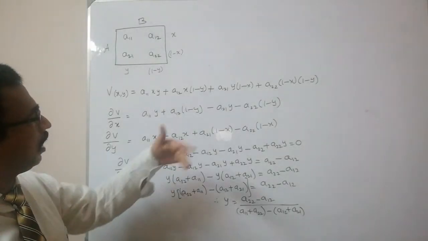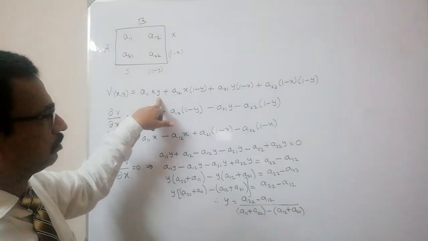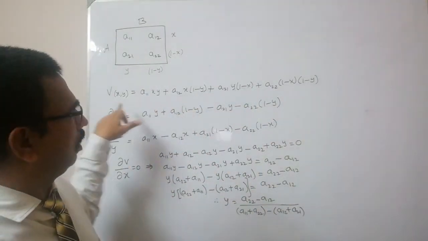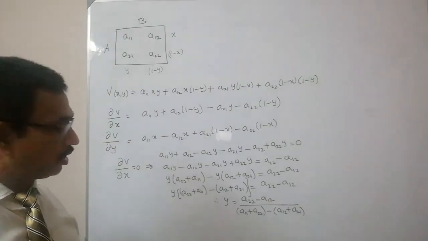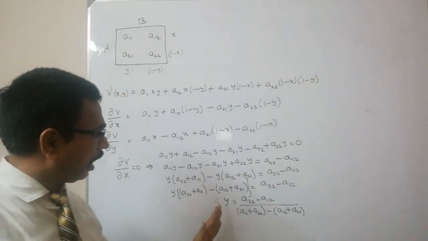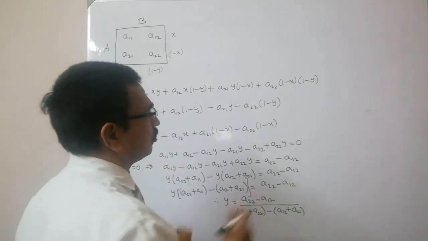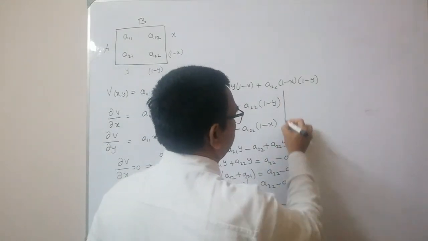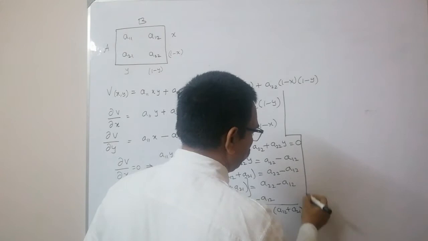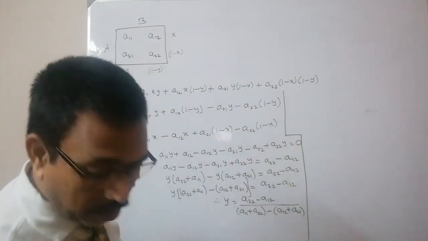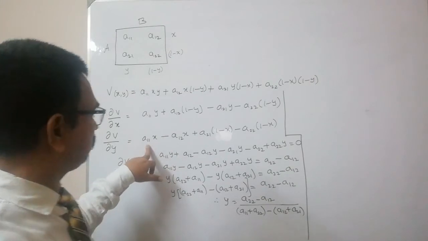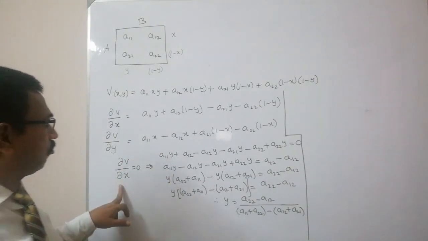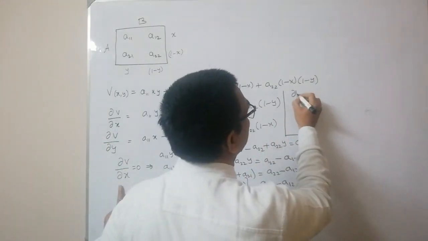Then substituting for x and y in this expression, we can get the value of the game. So as we got y here, we can get x also. I will simplify quickly and then we can go for the other term, that is the value of the game, straight away. Now from this, ∂v/∂y equal to 0.